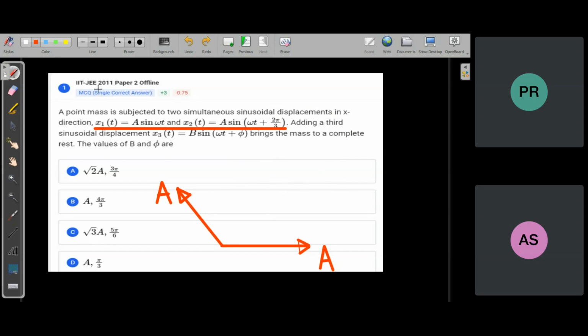So the resulting motion will be a SHM whose amplitude you can find by vector addition. But while doing vector addition, what angle will you take? The angle will be equal to the phase difference. So here this angle will be equal to the phase difference, which is here 2 pi by 3. You can ask your doubts. Keep asking.